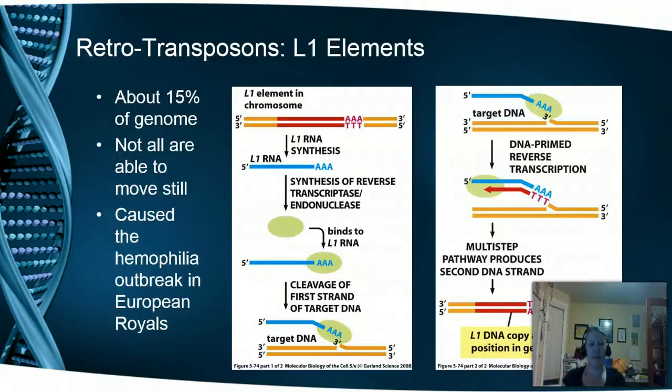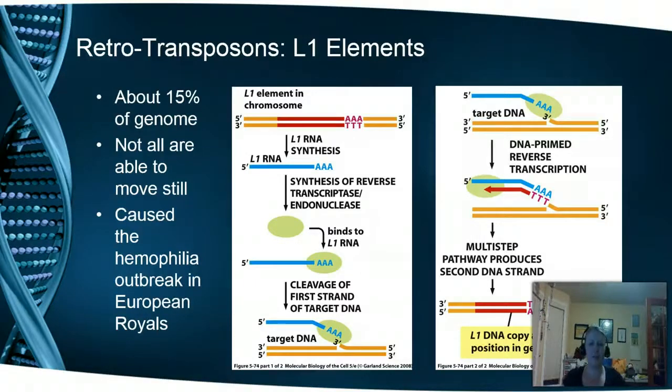So here's an example of retrotransposons. The L1 element is our first one, and the L1 element makes up about 50% of our genome. Some of these L1 elements can move, some of them can't, and it just depends. Some of them get frozen into place when they jump. It makes different changes that lock them kind of into place.